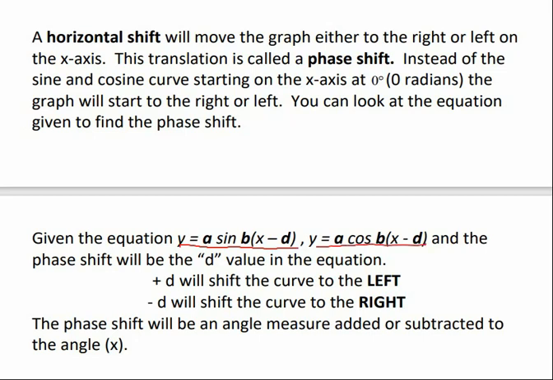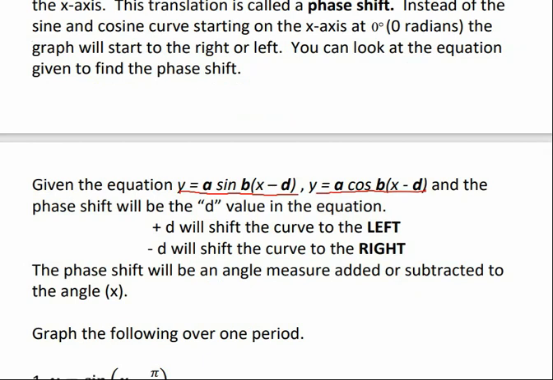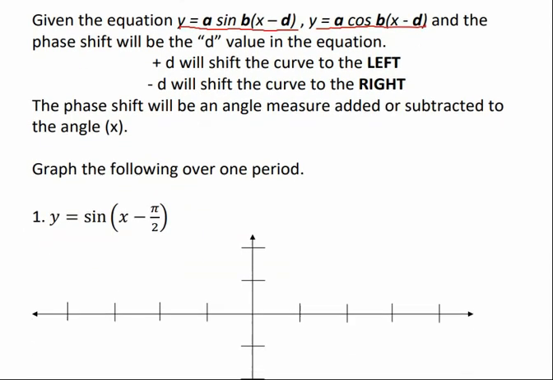Now, it's backwards from what you would just assume. If you have a plus d, it's going to shift the curve to the left. Minus d is going to shift the curve to the right. So the phase shift is going to be the value that's added or subtracted to the angle. It would either be theta or x in the sine or cosine equation.